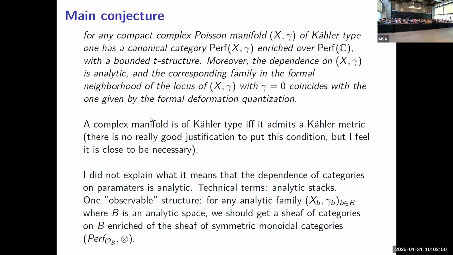That for any complex Poisson manifold, I forget about it now algebraically completely because it's not really relevant, a manifold of scalar type, where scalar type means that it has a scalar metric, we should have a canonical category, a global category, of what I would call perfect complexes of non-perturbative quantization of this variety. So there's no small parameter, and enriched over the category of perfect complexes means that the Homs are finite dimensional spaces, and with a bounded t-structure.